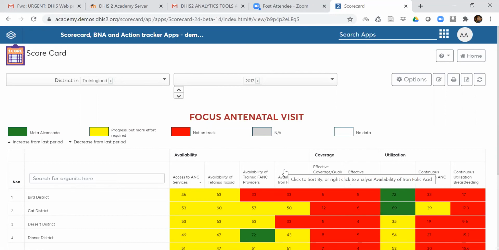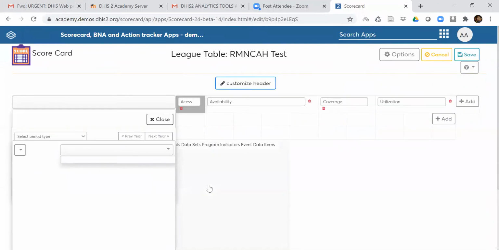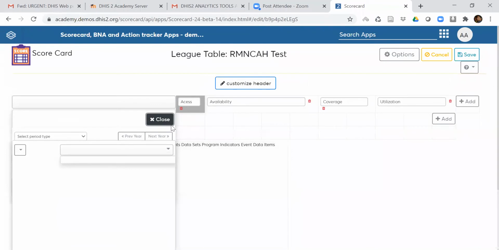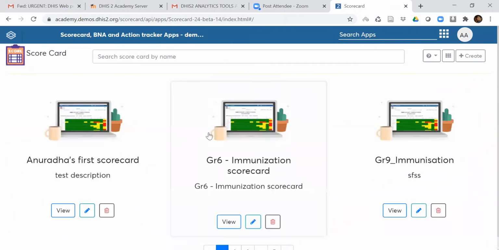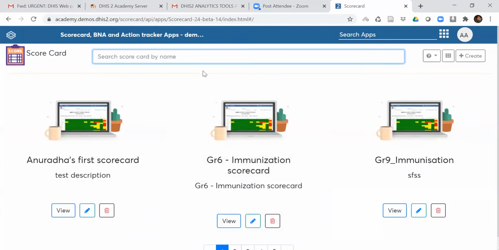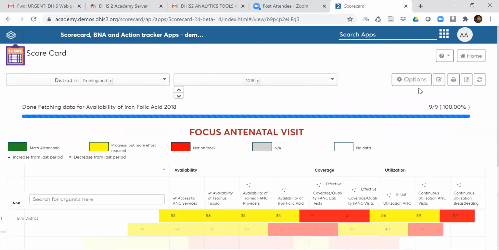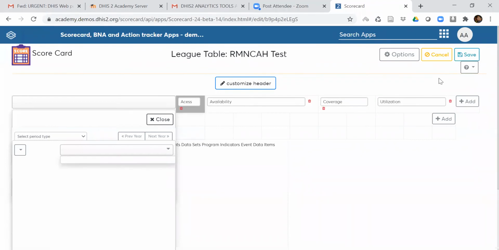After deciding that, let me go to the editing mode. Okay, here, what happened? Close. Right. Let me open the RMNC league table in editing mode.